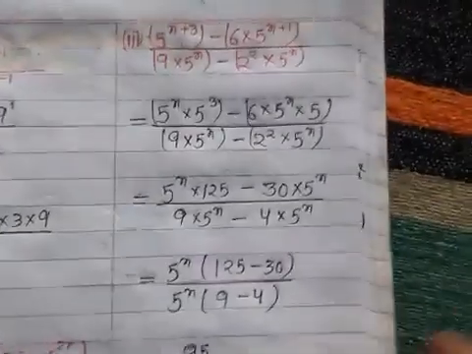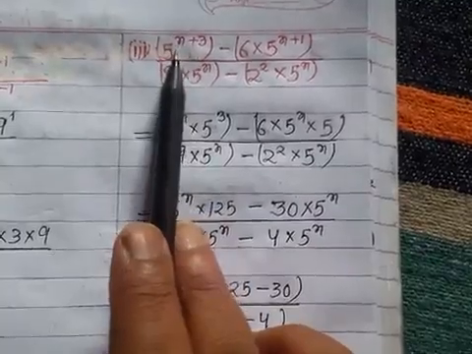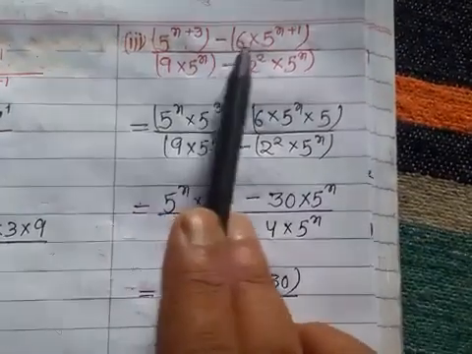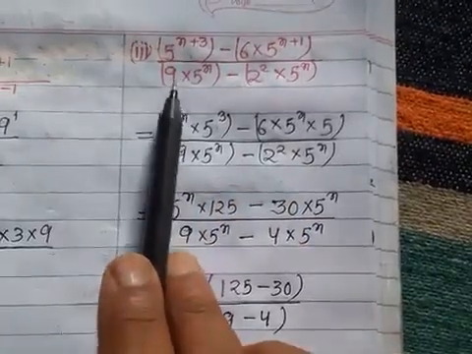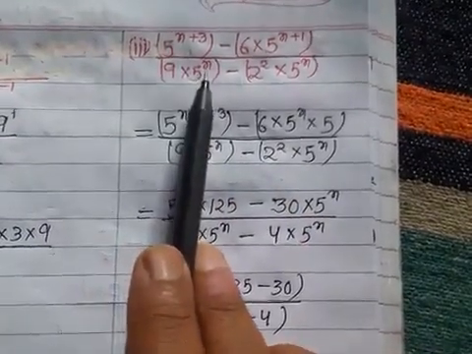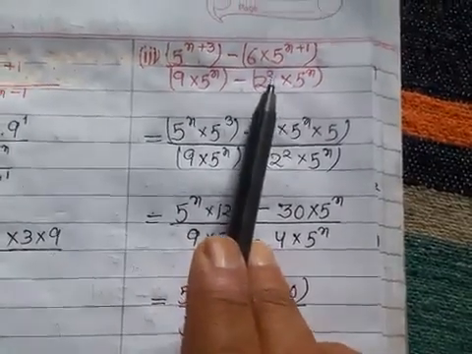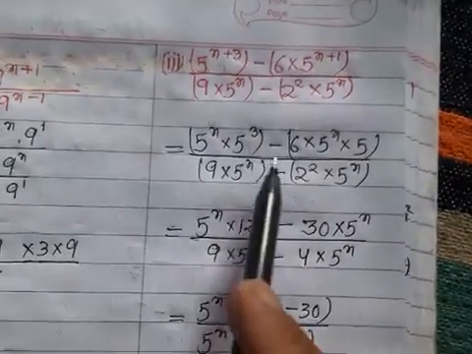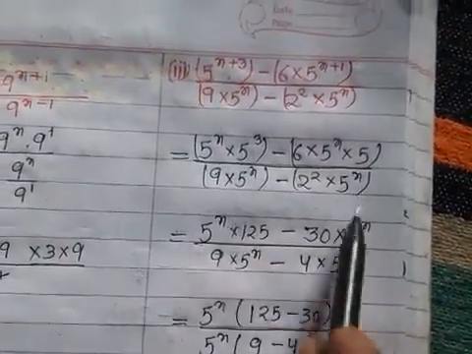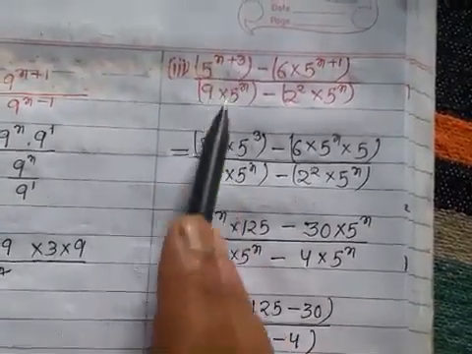Okay, now here question number 3. 5 to the power n plus 3 minus 6 into 5 to the power n plus 1 by 9 into 5 to the power n minus 2 to the power 2, means 2 square, into 5 to the power n. Okay, now this is the question, so we write 5 to the power n plus 3.